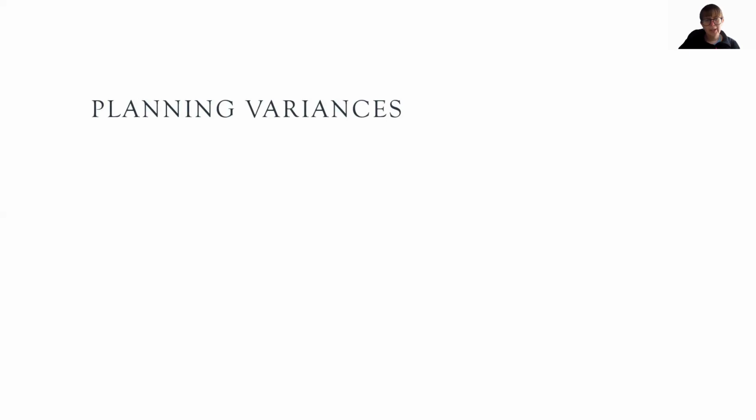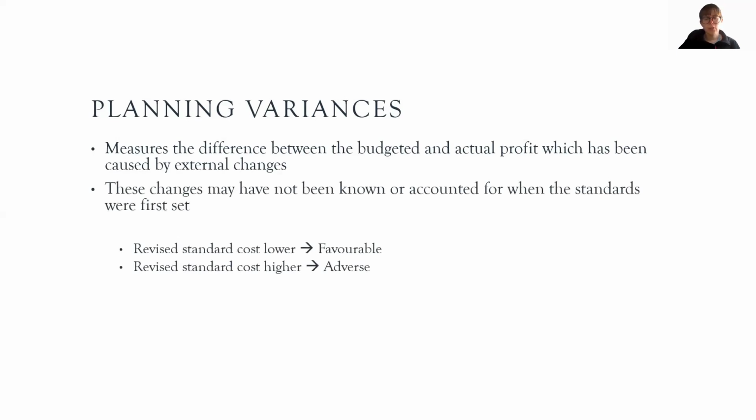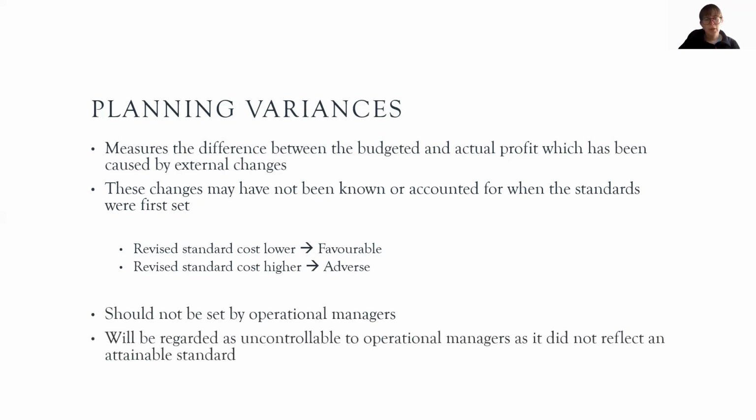Firstly then, let's have a look at planning variances. So these measure the difference between the budgeted and actual profit which has been caused by any external change. These changes may not have been known or accounted for at the time that the standards were first set. So if we have a revised standard cost which is lower, that is going to lead to a favourable variance, whilst a revised standard cost which is higher is going to lead to an adverse variance. And it should absolutely not be set by operational managers. It will be recorded as uncontrollable to operational managers as it does not reflect an attainable standard.